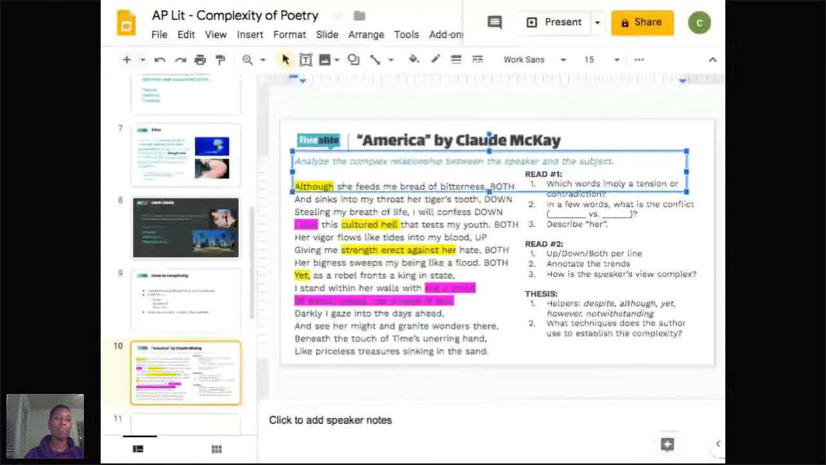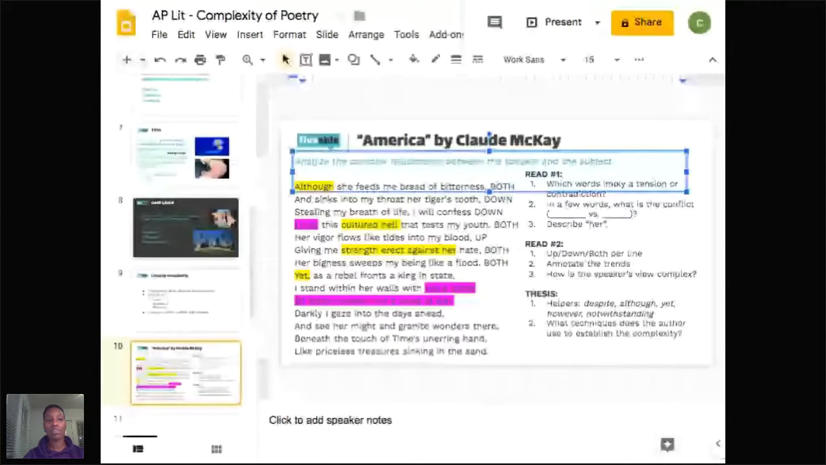There's not necessarily an indicator of the speaker's gender. However, it adds to the level of heteronormative conflict and tension. If America is a she, then probably that idea of opposites and conflict is going to make the speaker male. Again, very heteronormative. I apologize.